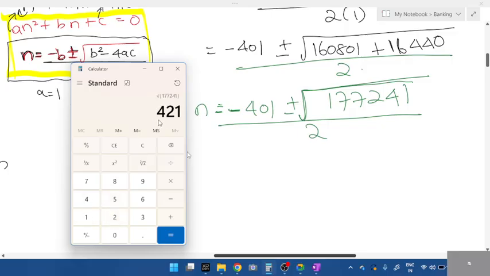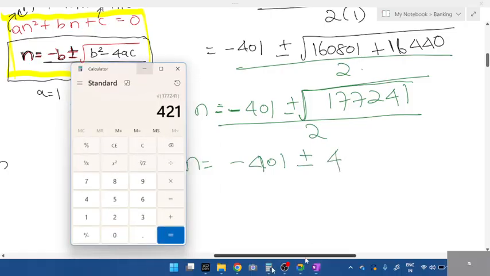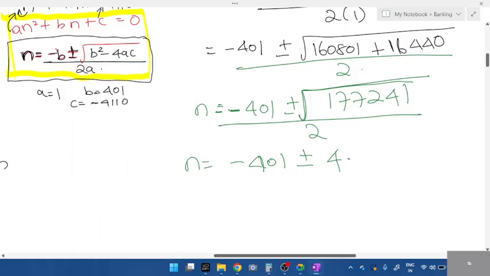177,241. What's the answer we got? Square root of 177,241 is how much? 421, right? Yes, 421. So I'm just teaching all this calculation part. To find the square root, I'll teach all tomorrow. 421. N is equal to minus 401. Look at plus minus. Keep it as it is. What was the value? 421. So the square root of 177,241 is 421, divided by 2.